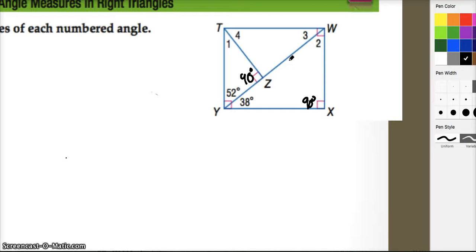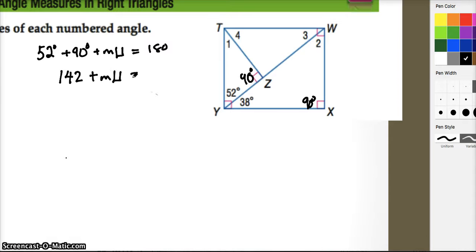All right, so if I know that this is 90 right here, then I can find angle 1 by adding 52 plus 90 and adding something else that's going to give me 180. So looking at this triangle, when I add all of this together, I get 142 plus the measure of angle 1 is equal to 180. If I subtract 142 on both sides, I get a 38-degree angle. I'm going to write 38 degrees here.